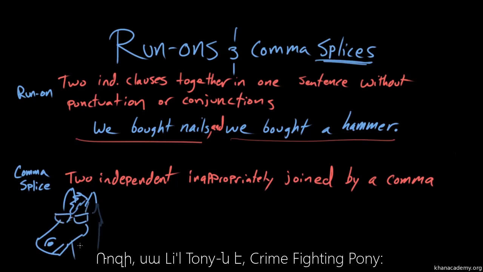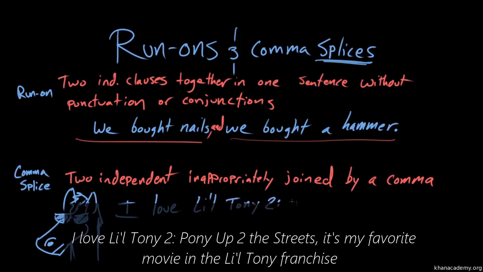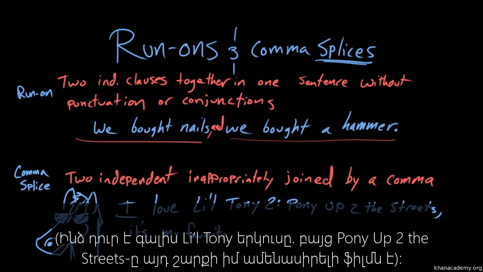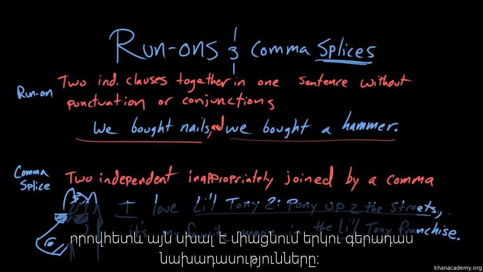So, Rosie, this is Little Tony, crime fighting pony. Right. So, for example, in this sentence, I love Little Tony 2, Pony Up to the Streets, it's my favorite movie in the Little Tony franchise. Very fine series of non-existent films. The problem with this sentence is that right now it's got this comma in the middle of it, and this comma inappropriately joins these two independent clauses.